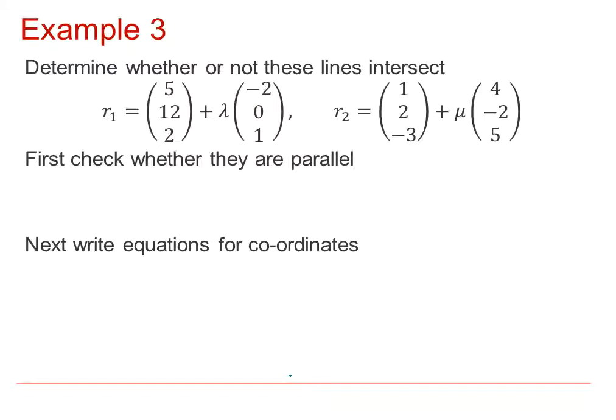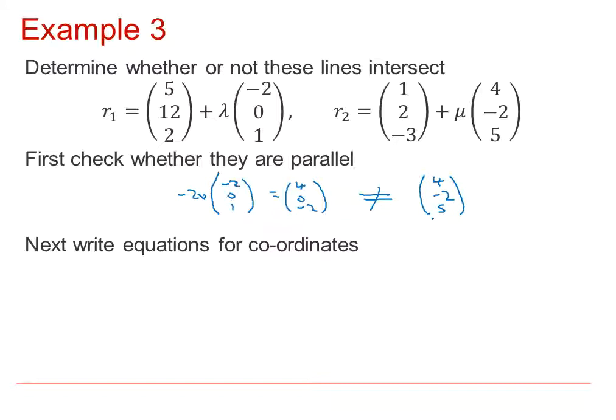In this example, we need to determine whether or not these lines intersect. So we've got two three-dimensional lines, and the first thing to do is to quickly check whether we think they are parallel to each other. If we take the direction vector of our first line and the direction vector of the second line, is it the case that one is a scalar multiple of the other? For example, if we try to make the x coordinates match, we multiply by minus 2 and get 4, 0, minus 2. Even though we've made the x coordinates match, we can see clearly that the y and z coordinates are not going to match, and therefore these lines are not parallel.